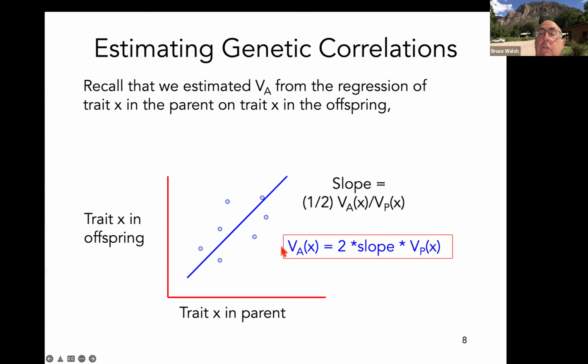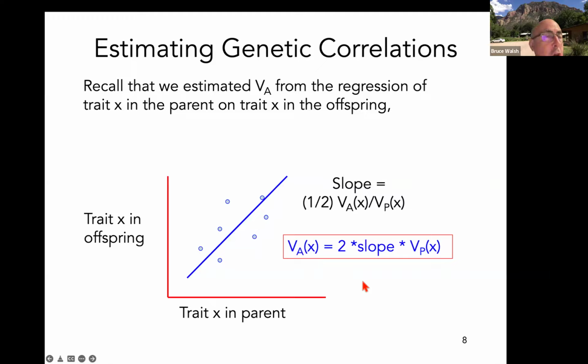Now recall for a regression, the slope of that regression is the correlation between the two variables divided by the variance in your predictor. So the slope of this regression, I can write it this way, and since I can measure phenotypic variance, I can estimate the genetic variance is simply twice the slope of this regression times the phenotypic variance. So that's a very easy way using regressions to basically estimate the genetic variance of, for example, trait X.